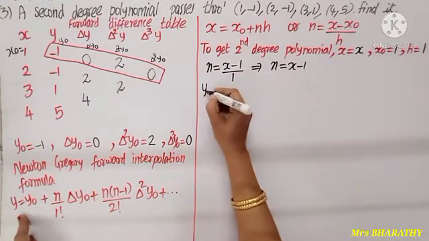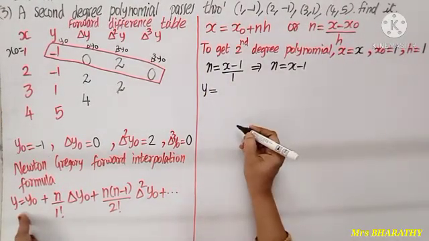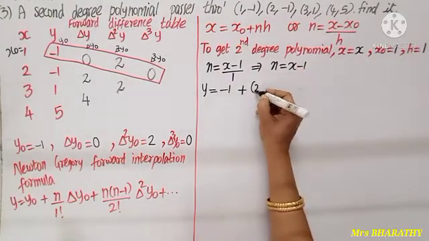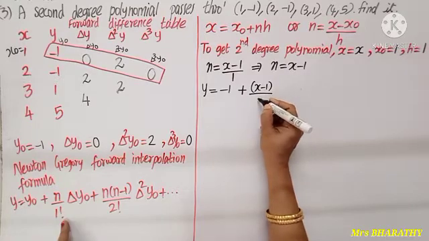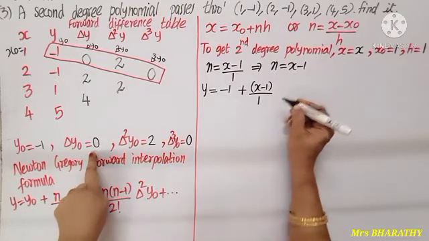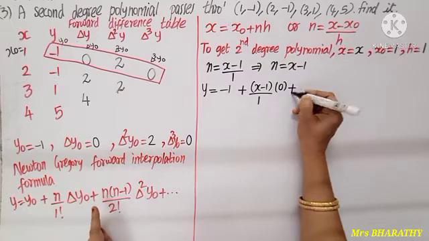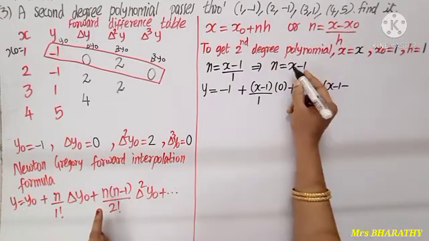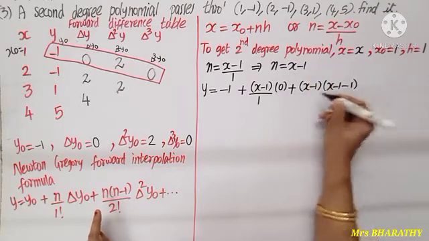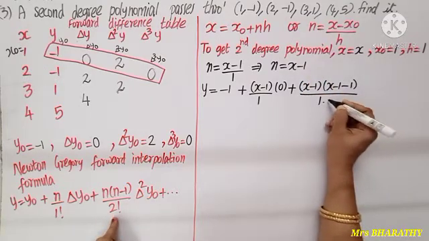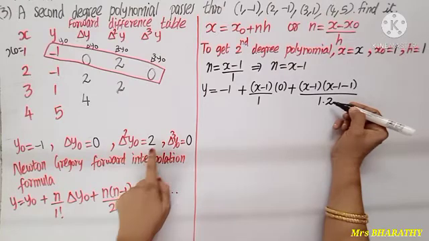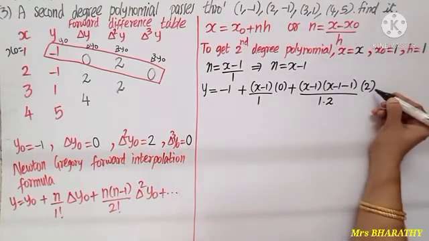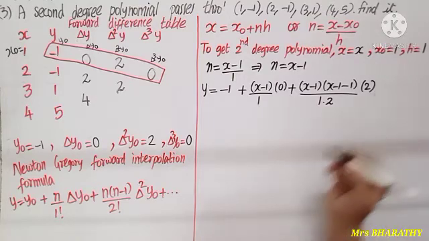Substituting in the formula, y equals y0, that is minus 1, plus n, which is x minus 1, by 1 factorial is 1, del y0 is 0, plus n into n minus 1, that is x minus 1 into x minus 1 minus 1, by 2 factorial is 1 into 2, del square y0 is 2, del cube y0 is 0. So we just stop the answer with this.